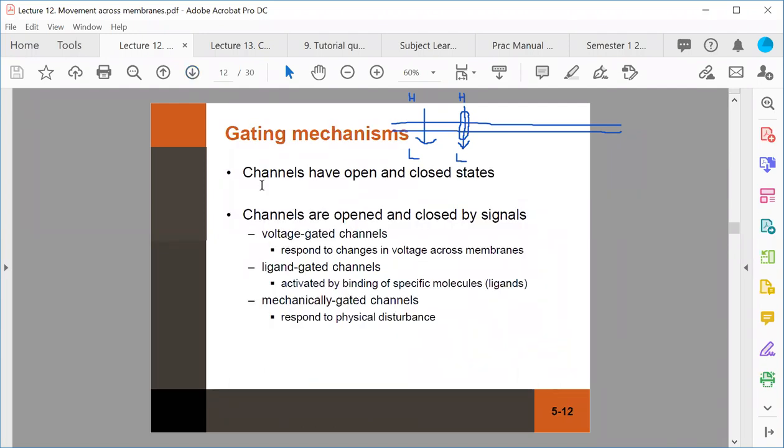Okay, back to the channels. Channels, as we've seen, have open and closed states, and they tend to be opened and closed by various signals depending on the actual channel. Some channels are referred to as voltage gated channels. They respond to changes in voltage across the membrane. Then we have ligand gated channels. They're activated by the binding of specific molecules, which are called ligands. And then we have mechanically gated channels, and these respond to physical disturbance.